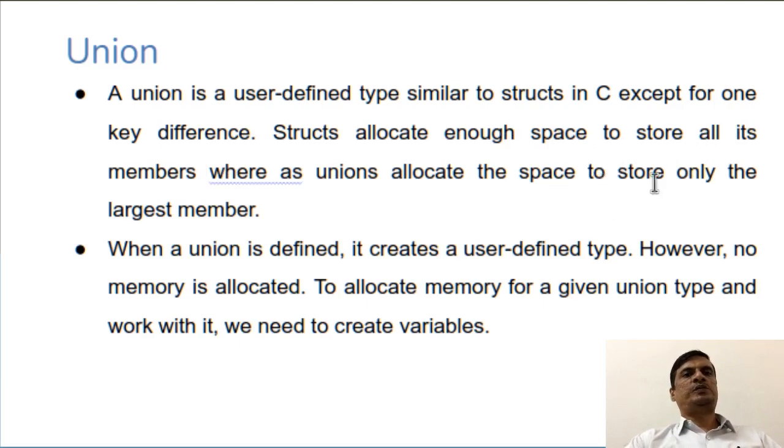allocates the space to store only the largest member, whichever is the largest. Say if you have int, float, character, obviously float will occupy the larger memory. So the only memory that is going to be assigned to the union among the three different types is only the float, 8 bytes, not the int size plus float size plus character size. That happens only with respect to structures.